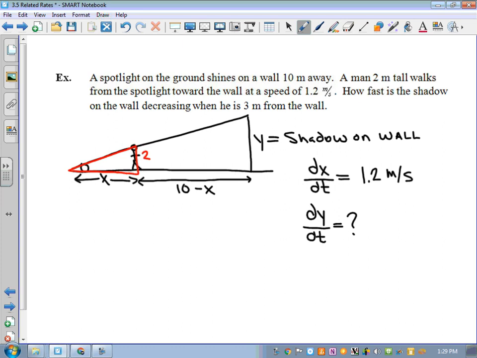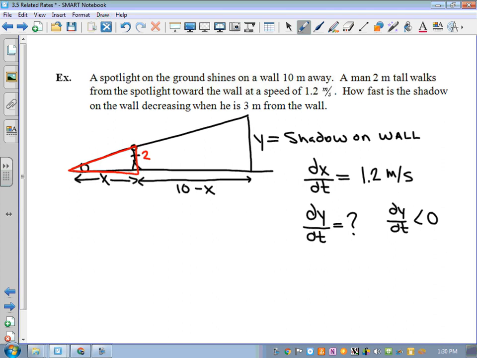Now, it is nice when they do this for us. It says, how fast is the shadow on the wall decreasing when he is 3 meters from the wall? That gives us what we often call initial conditions, which is the particular point in time when we're trying to find out how fast the shadow is decreasing. Now, because the shadow is decreasing, that lets me know that dy over dt should be less than 0. Right? Decreasing indicates a negative rate of change.